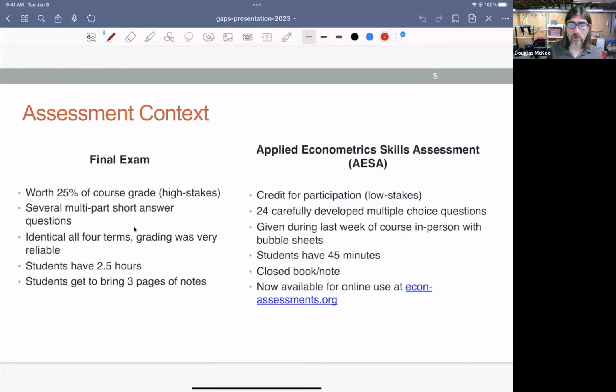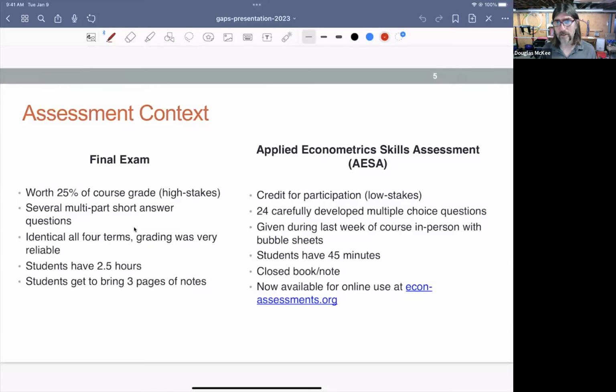It's low stakes in the sense that students get a little bit of extra credit for just participating, for just taking the test. It's multiple choice, so it's automatically graded. We invested a lot of energy in this test. It's really hard to write good multiple choice tests. It takes a long time.